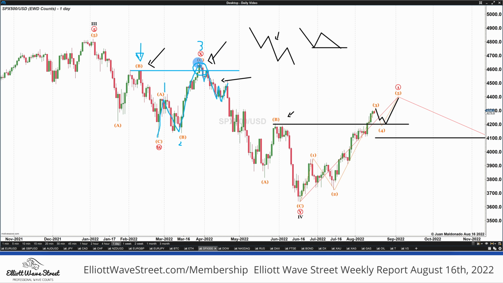As you can see, 4 fails to make a high. After that, there wasn't a 4, it builds an impulse down, so it's different. What else is different between these two setups?